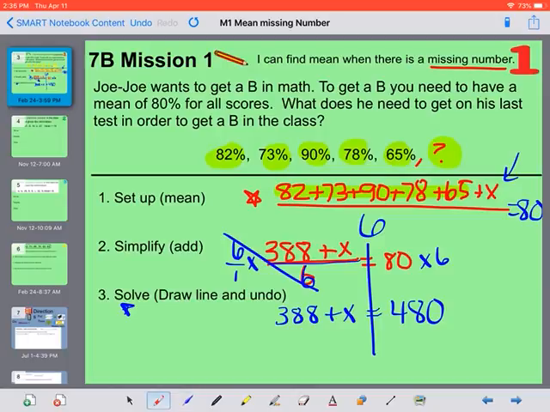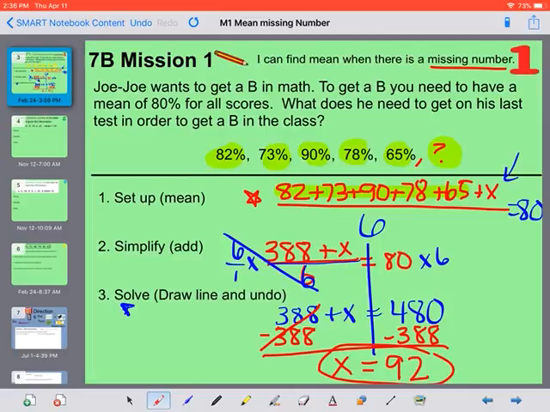And we're still undoing. The opposite of a positive 388 is a negative 388. So we're subtracting 388. That gives us 0. So we have x equals whatever 480 minus 388 is. It gives us 92. So Jojo would have to get a 92% on his next test in order to get a B in the class.